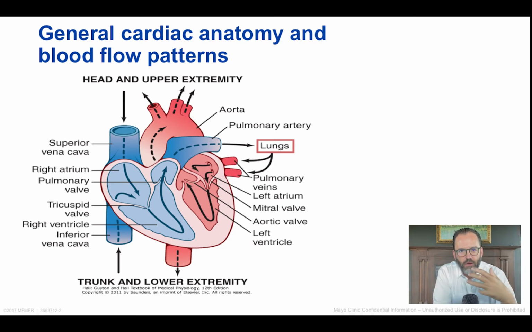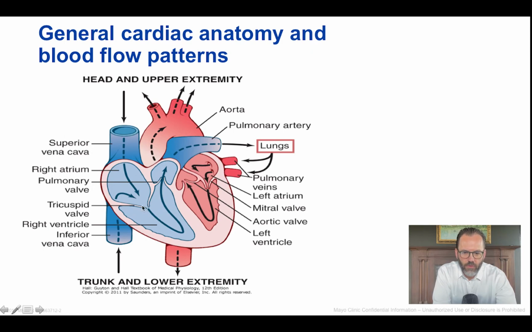Generally, the right side of the heart would be deoxygenated blood that is returning to the heart from the vena cava, right? So we've got the superior vena cava, which returns blood from the upper portions of the body, and the inferior vena cava, which returns blood from the lower portions of the body or anything below the heart, and those empty into the right atrium. The anterograde blood flow into the right atrium is facilitated by the tricuspid valve.